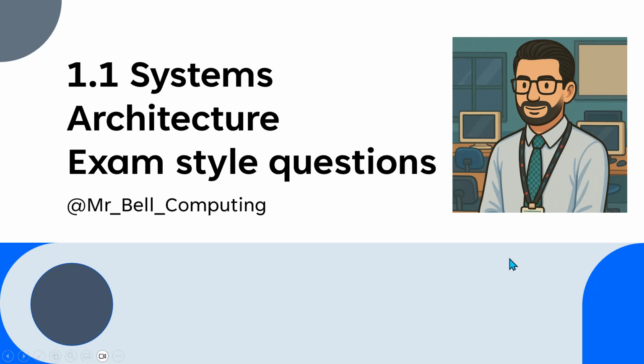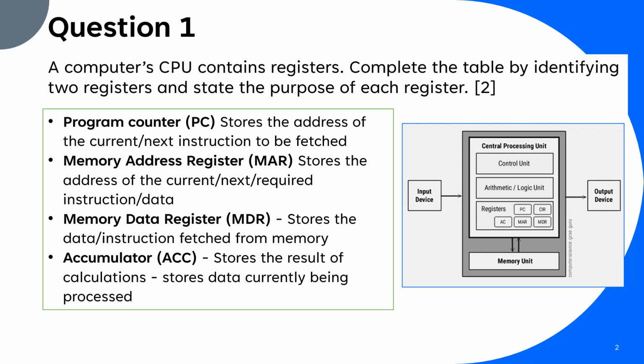So, systems architecture, let's get straight into it with question number 1. A computer CPU contains registers. Complete the table by identifying 2 registers and state the purpose of each register. I'm going to show you the table on the next slide, but you might want to pause it here and see if you can come up with an answer.